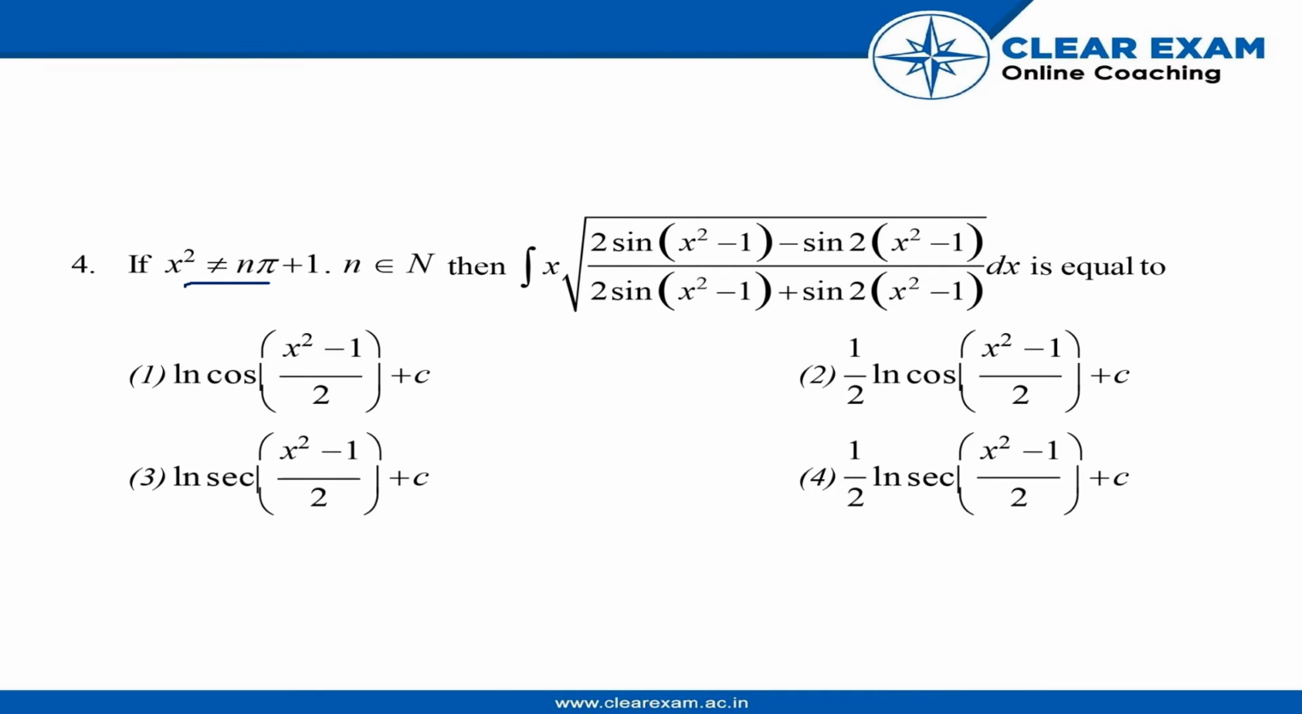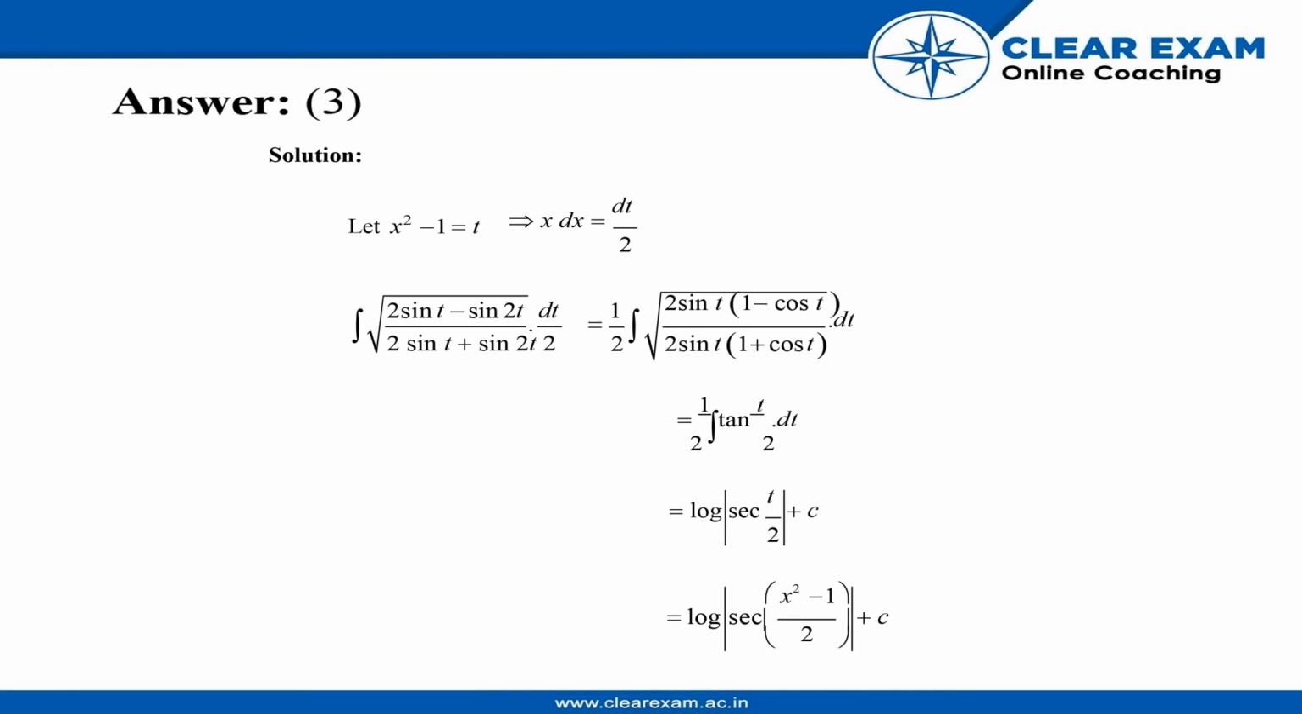Now let us move to the solution part. The question's main part is this. And if you see here, it can be directly noted that x² − 1 is both in the numerator and denominator, so it would be substituted. Now let us move to the solution.